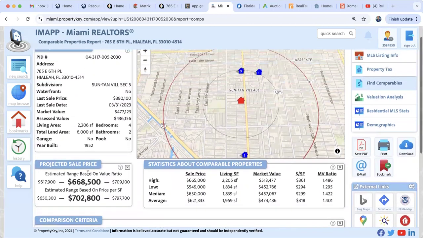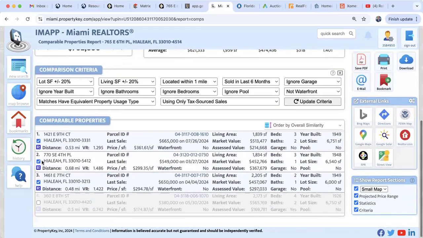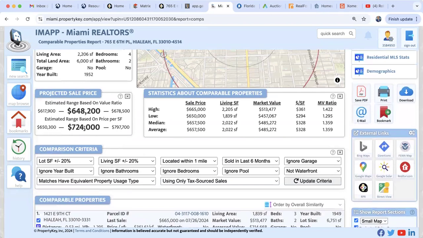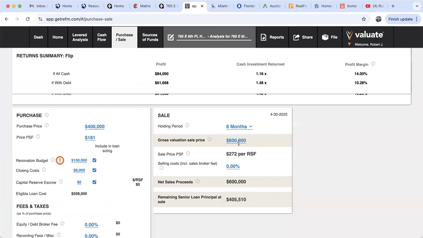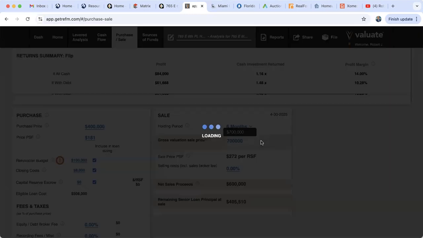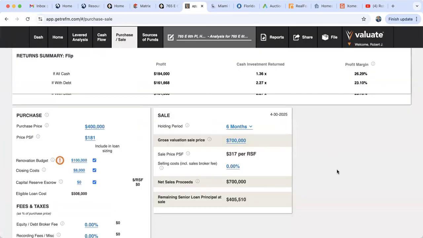Okay? Now, you remember we used these two here? Look at number 2 over here. Let's say we get rid of number 2 because maybe it was in bad condition. You get rid of that one, now you're at 724. All right? So going back over here, we expect to sell our home, let's just say 700,000. Let's not go too high. $700,000. All right, guys? So we've plugged in all the numbers, and this is our results.